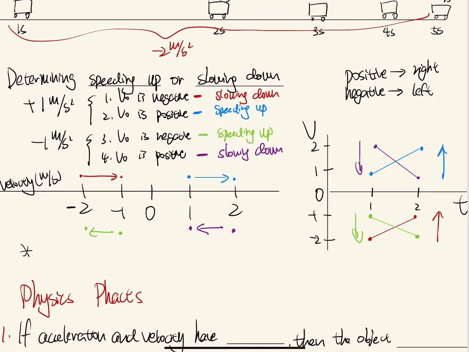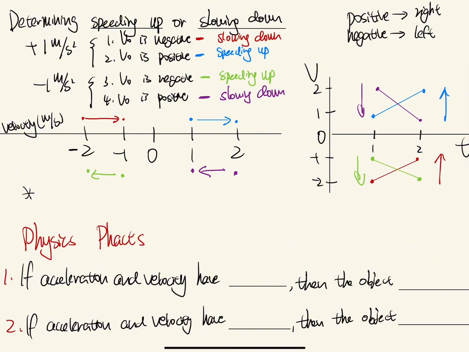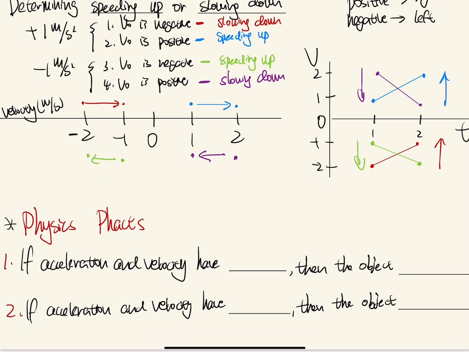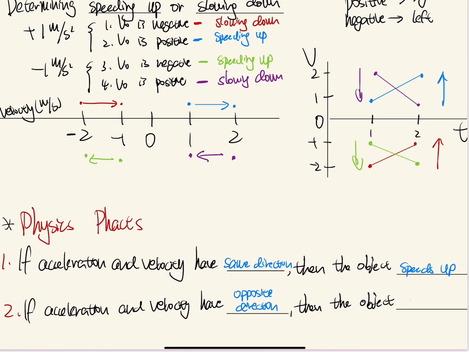So here we have our physics facts. If acceleration and velocity have the same direction, then the object speeds up. On the other hand, if acceleration and velocity have opposite direction, then the object slows down.